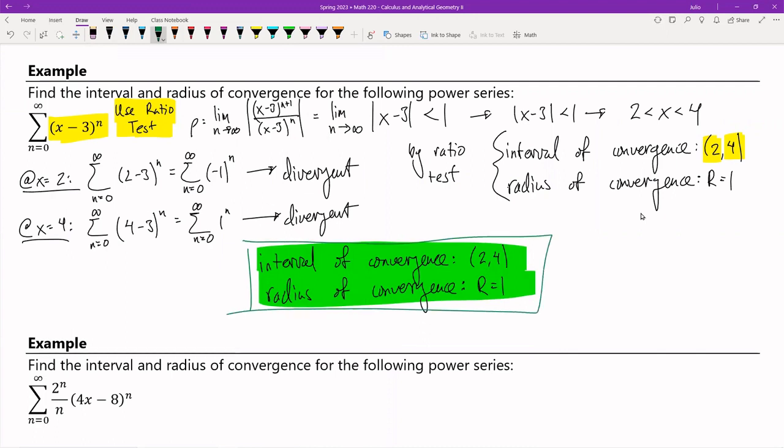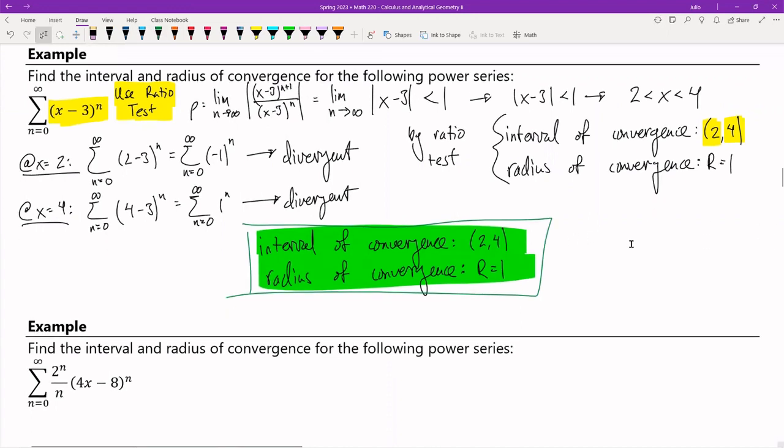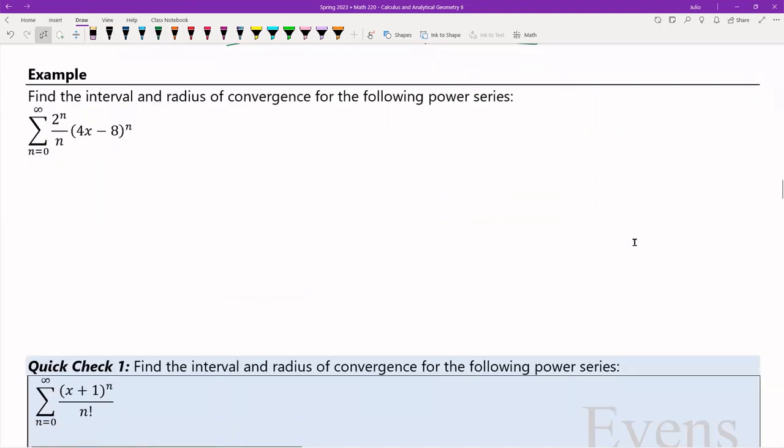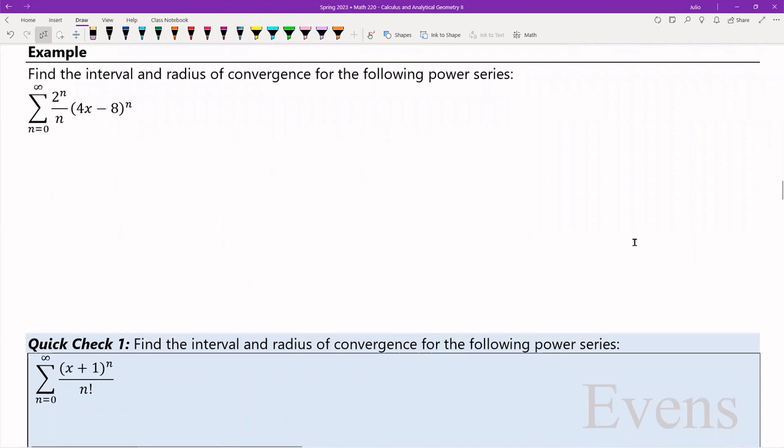There we are. Let me do another example. Find the radius of convergence for the following power series. This one looks a little harder. Like I said, when we do radius of convergence and interval of convergence, we're going to be using either the ratio test or the root test. This one looks like a pretty good candidate for the ratio test, so we're going to go ahead and do that.